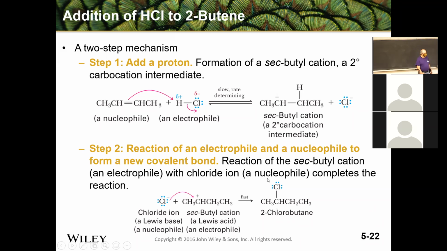Okay, it's because the more stable carbocation is formed. So the first step involves formation of a bond between carbon and hydrogen. One of the pairs of electrons in this pi bond reaches out and attacks the hydrogen. This pair of electrons then shifts onto the chlorine, and we get a carbocation. We have an empty spot here on this carbon because we used up a pair of electrons to form this bond.